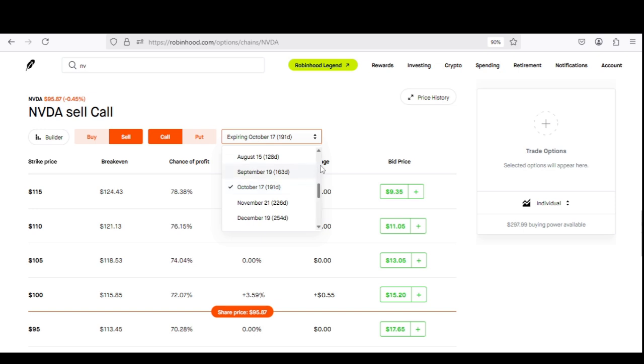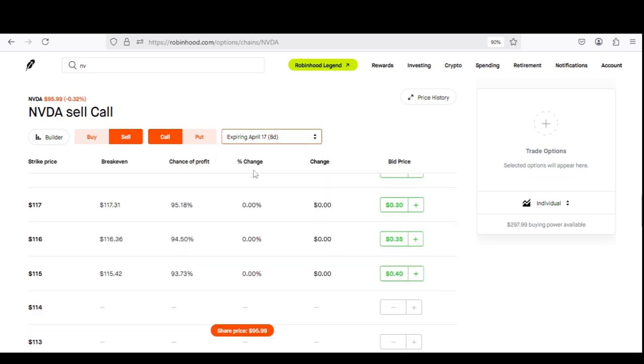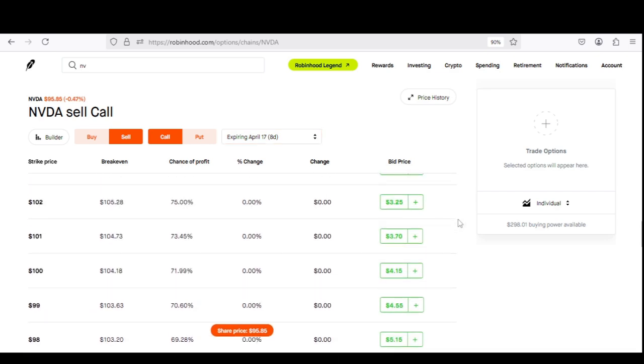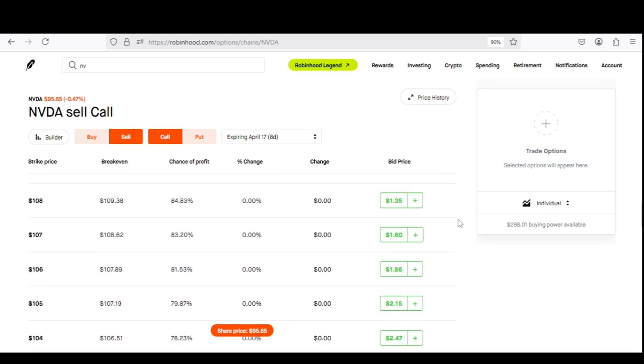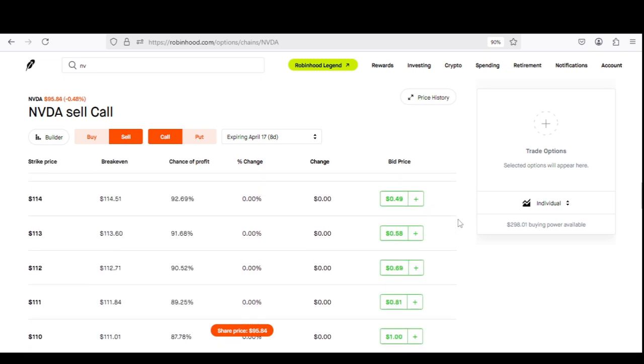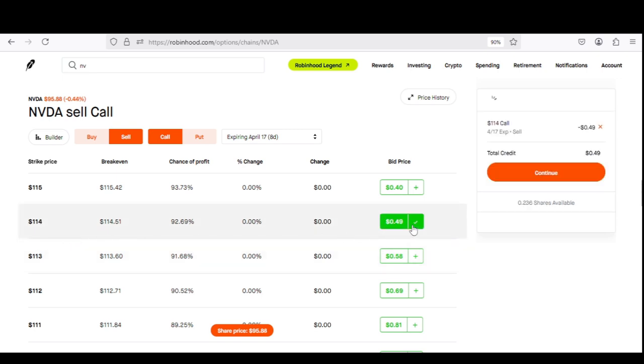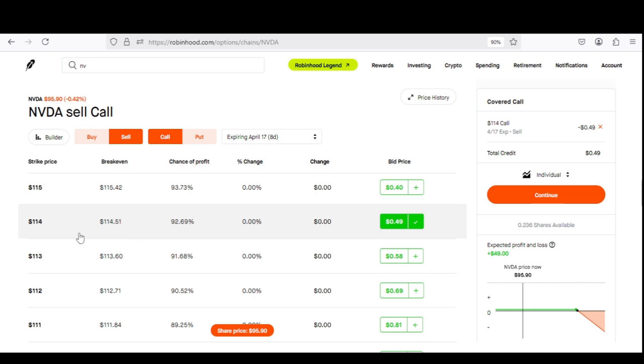Now for that, we're going to be choosing a closer strike date. Let's go with April 17th. That gives us about 8 days to expiration. Now we're going to choose our strike price. Remember, our break even was 113, so we need to choose a strike price anything above that or close to it. So we will be going with the $114 strike price right here. Let's go ahead and select that. Now, this is selling a covered call against your long call.